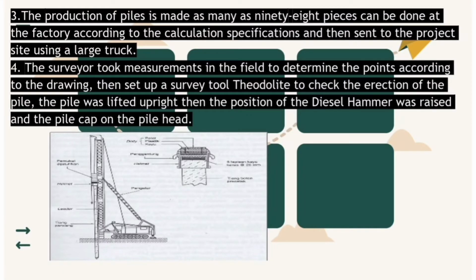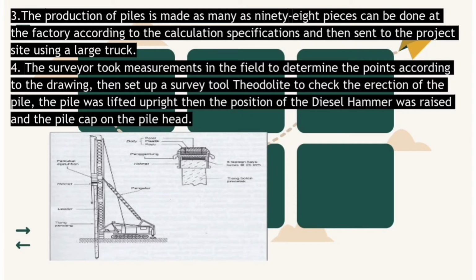Third, the production of piles, made as many as 98 pieces, can be done at the factory according to the calculation specification and then sent to the project site using a large truck. Fourth, the surveyor took measurements in the field to determine the points according to the drawing, then set up a survey tool, theodolite, to check the erection of the pile.